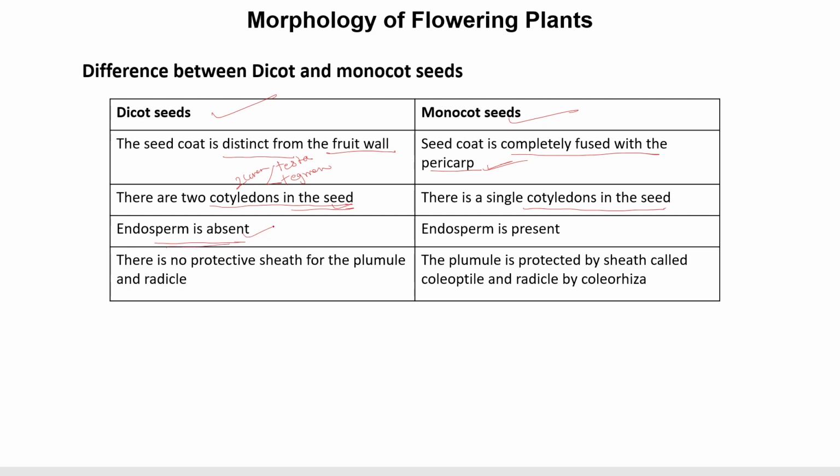Endosperm is totally absent in dicots, and endosperm is present in monocots. There is no protective sheath for the plumule and radicle in dicots, but in monocots the plumule is protected by a sheath called the coleoptile and the radicle by the coleorhiza. So this is also very important.